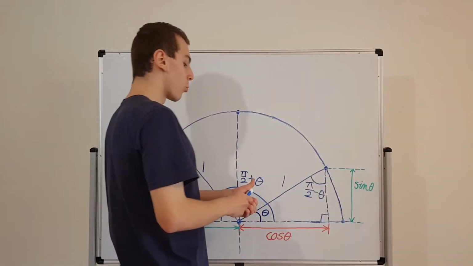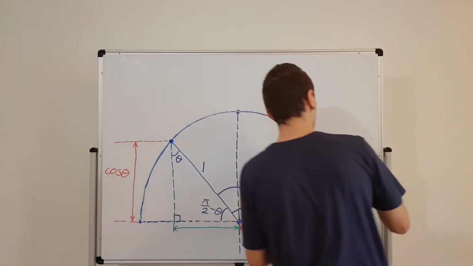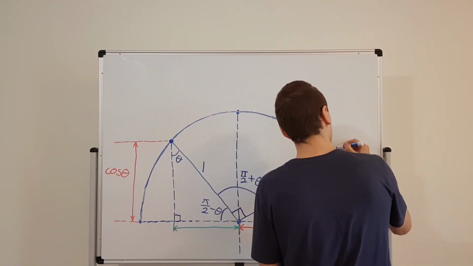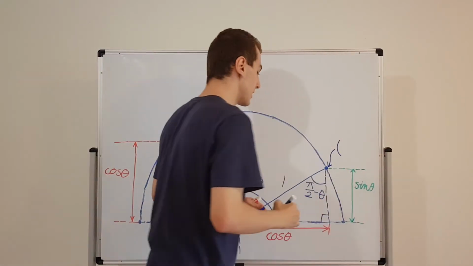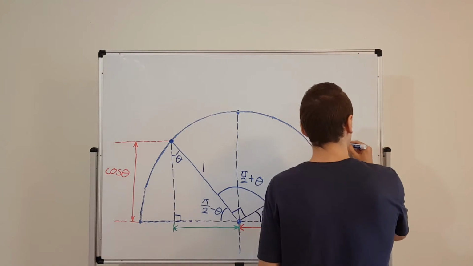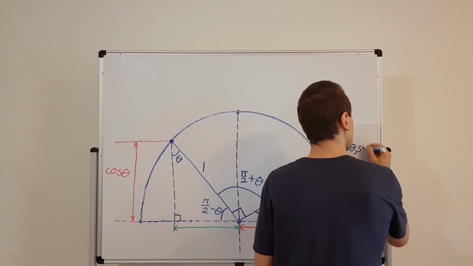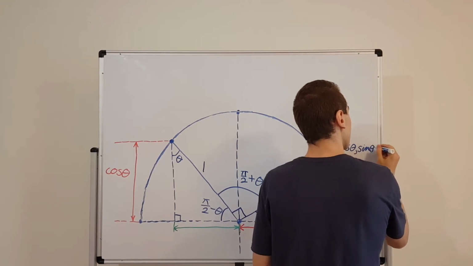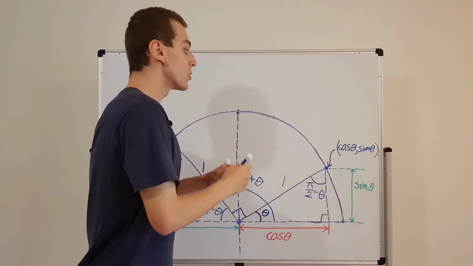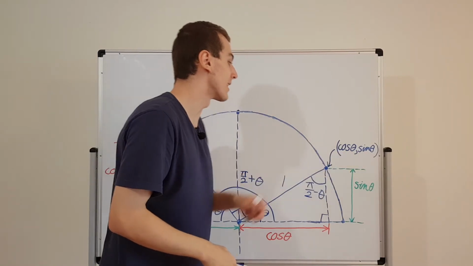So what are the coordinates of this point? Well, this point has some very interesting coordinates. I'm going to write the coordinates over here. The x coordinate is cosine theta and the y coordinate is sine theta. So we have cosine theta and then we have sine theta. So the horizontal component is given by cosine theta, and the vertical component is given by sine theta.